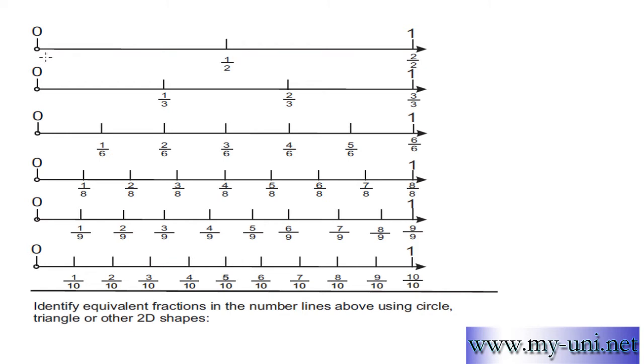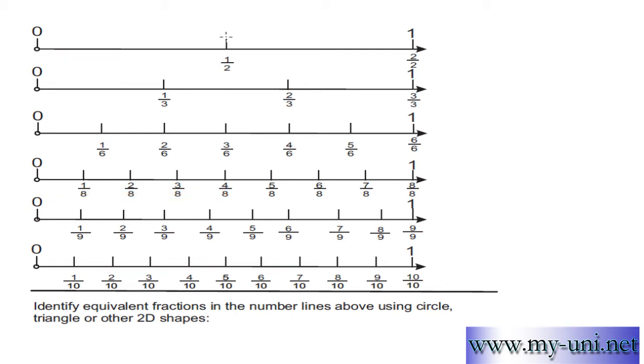This number line has been divided into two equal parts, and this one has been divided into six equal parts. So if you notice, three of these equal parts together are exactly equal to half of that line. So in this example, four of these eight equal parts are exactly equal to half of the line. In this example, five of these equal parts are exactly equal to half of that line.